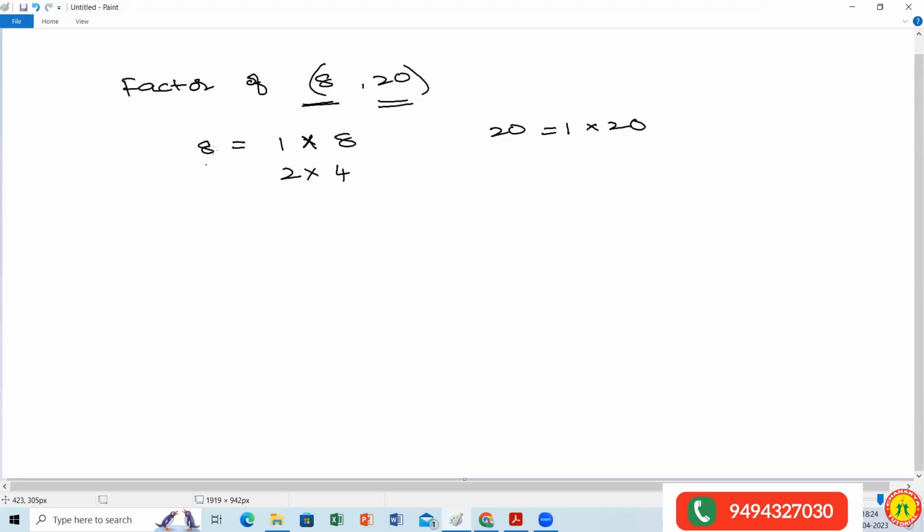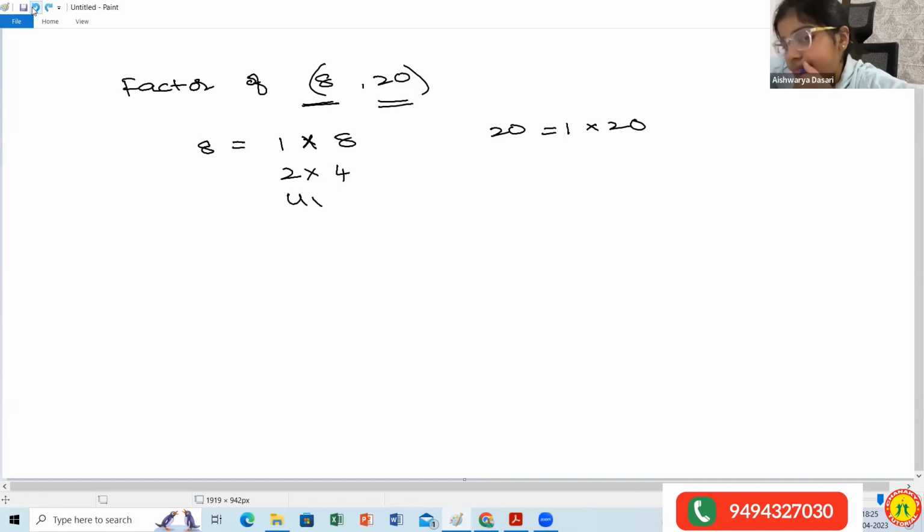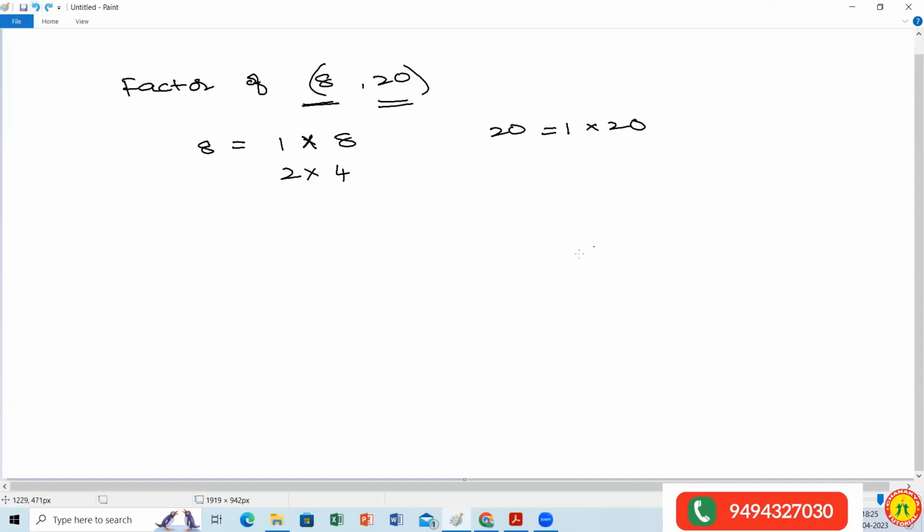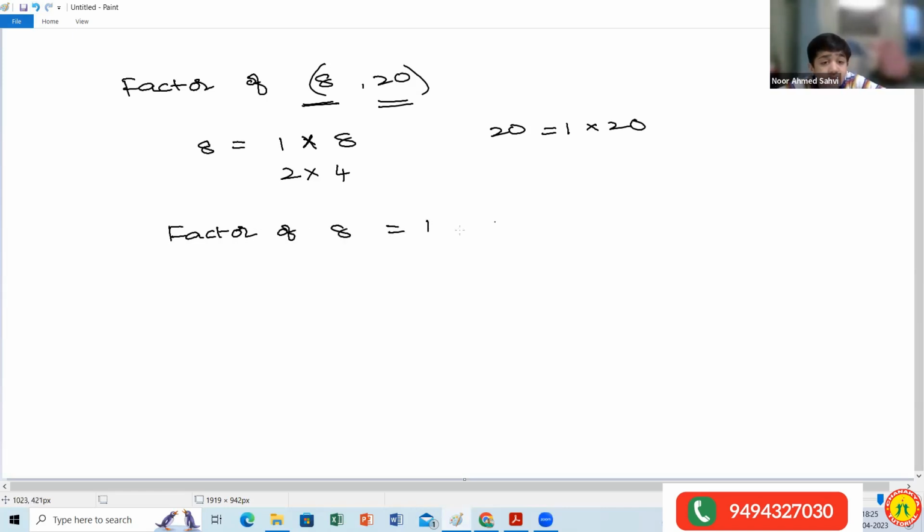Then 3 table, will 8 come in the 3 table? No, ma'am. That's why we are using divisibility rules. Why we are learning them means you can check. Already we have done 2 into 4, 4 into 2. Both are the same, so only once you can write. Don't write twice. So what are the factors of 8? 1, 2, 4 and 8. Very good.